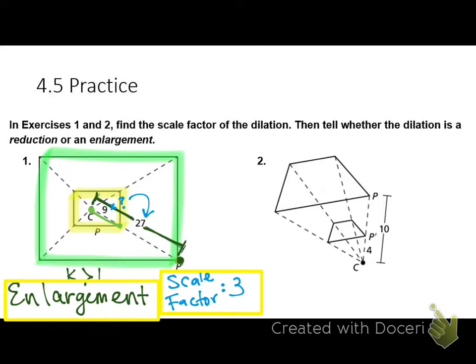Wonderful news. Question about this one. What would my scale factor be the other way? Like if I went from the larger to the smaller? It's 1/3. Yeah, always the reciprocal.